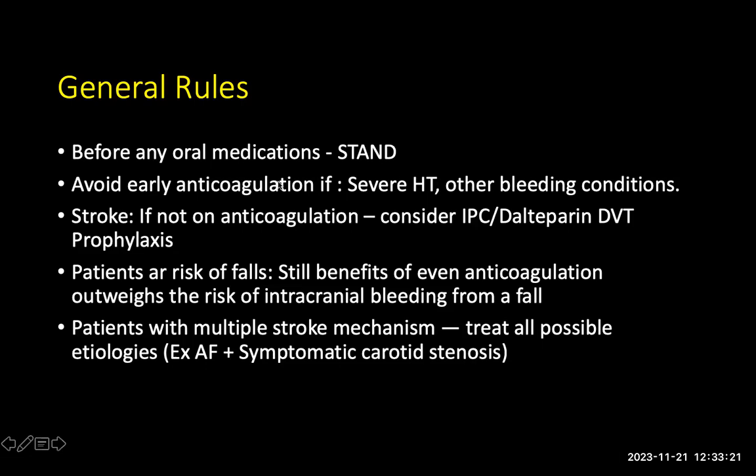If for a TIA patient you're going to start anticoagulation, I always look at their blood pressure. If the blood pressure is like 220 over 110, or if they have active bleeding in their GI tract or genitourinary tract, I would avoid early anticoagulation. For all your stroke patients who you're just putting on antiplatelets, make sure you're looking at whether they need DVT prophylaxis, either pharmacological or intermittent pneumatic compression.